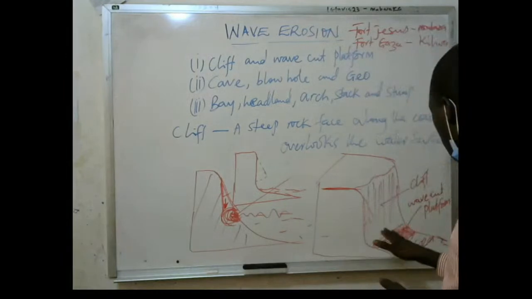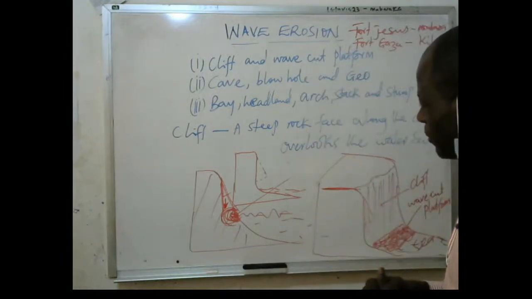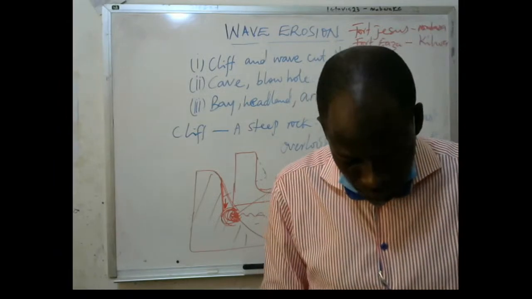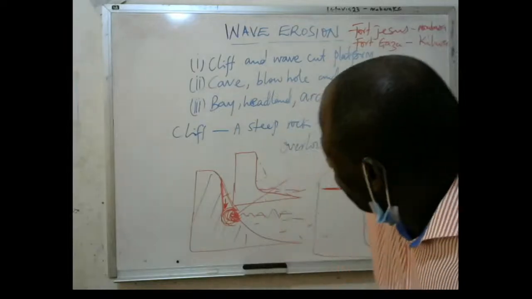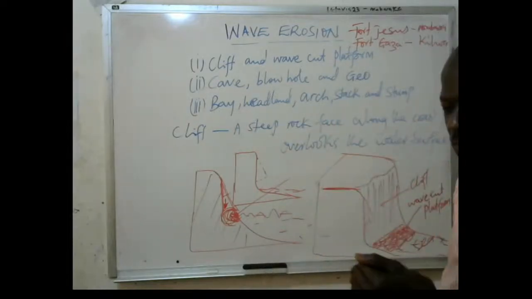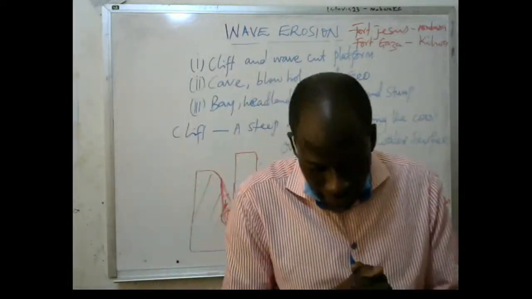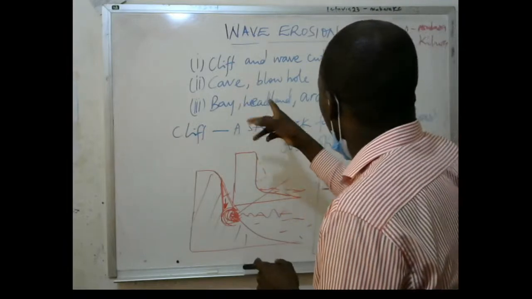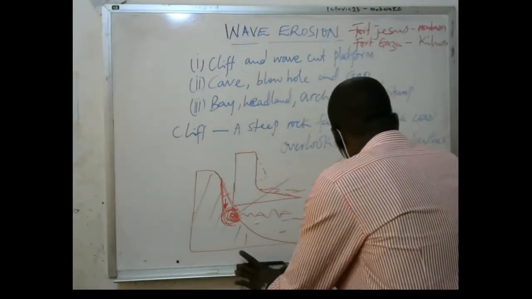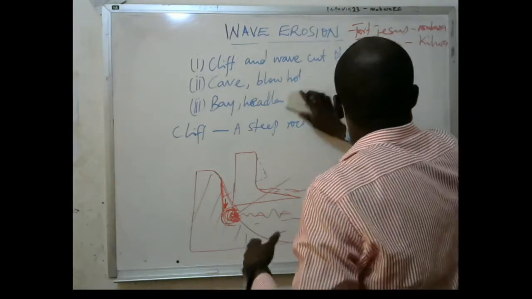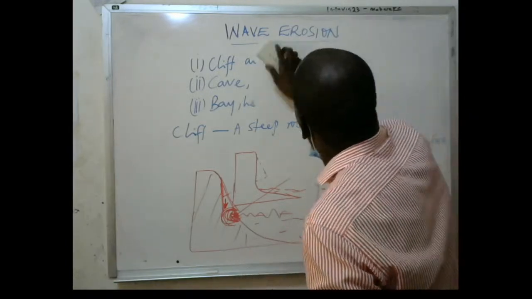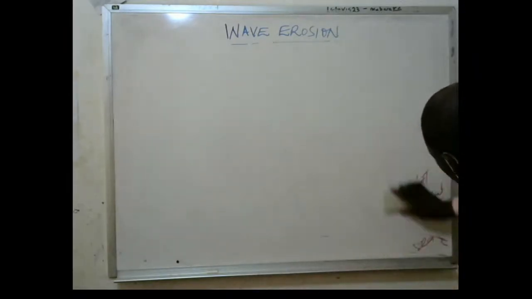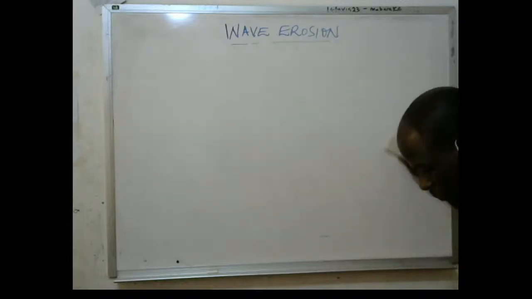And when they collapse, they leave a steep rock face above the water level, and then at the bottom where the materials collapse, they form a wave cut platform. We go to, therefore, the second family of coastal landforms arising from wave erosion, and this is a category which has the cave, the blowhole, and the gill. And because these ones are also formed in a related way, we need to look at them together.